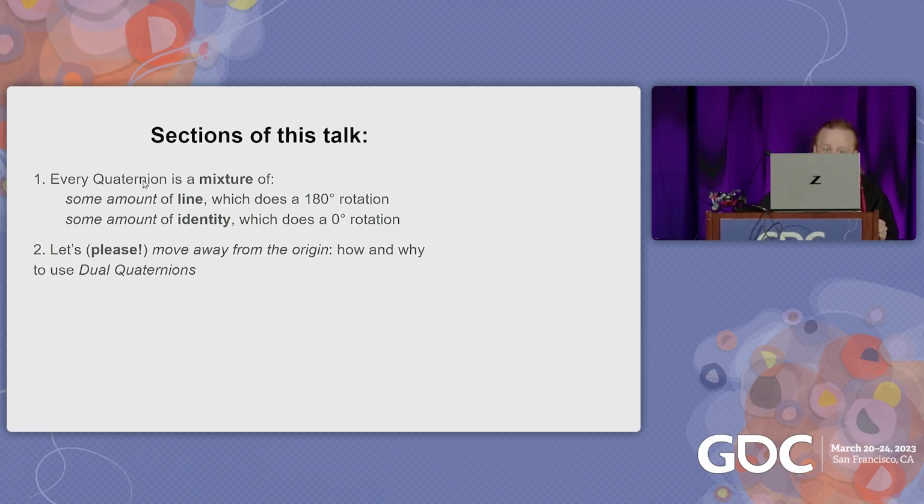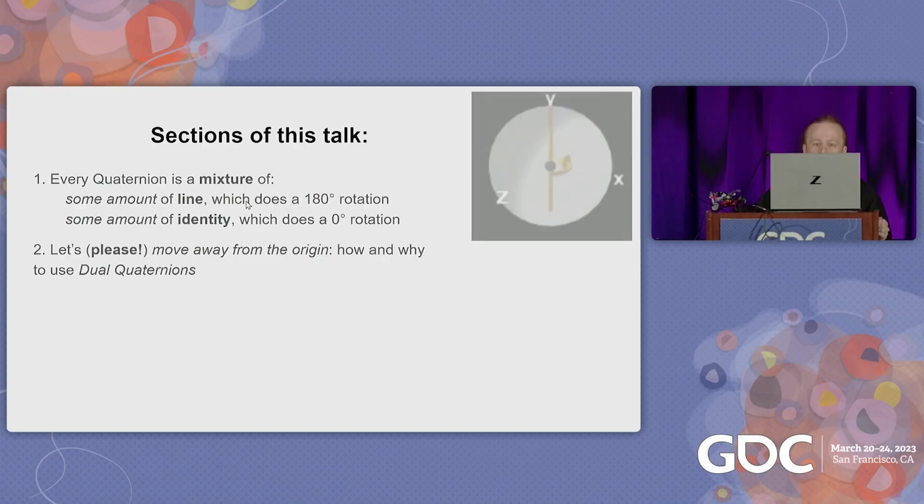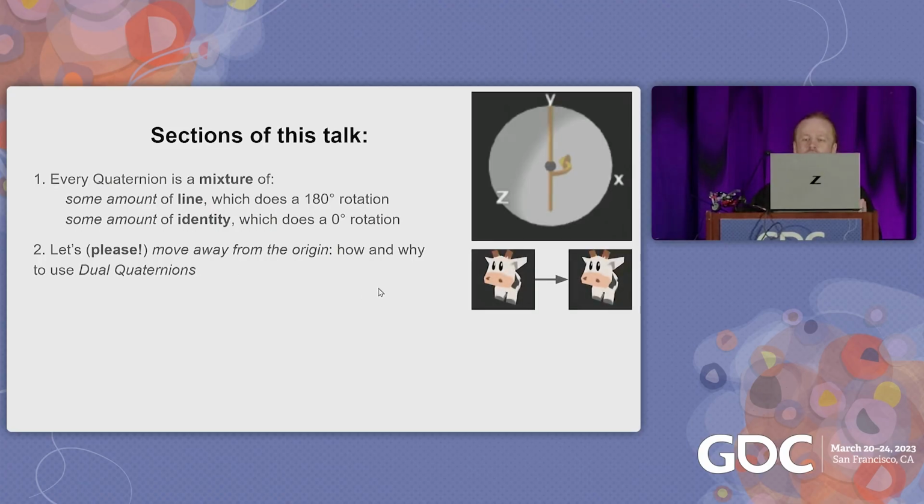So, sections of this talk. First, I'll talk about how every quaternion is a mixture of some amount of line, which does a 180-degree rotation, and some amount of identity, which does a 0-degree rotation. And if you don't know what this means, don't worry whatsoever. I'm going to go through it very, very slowly and clearly. And then in section 2, we're going to move away from the origin, and we're going to see how and why to use dual quaternions. This is the identity, by the way.